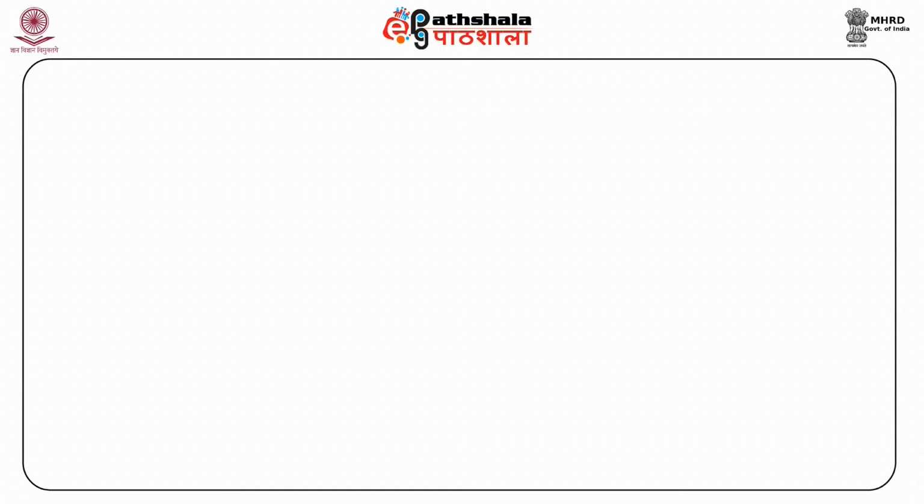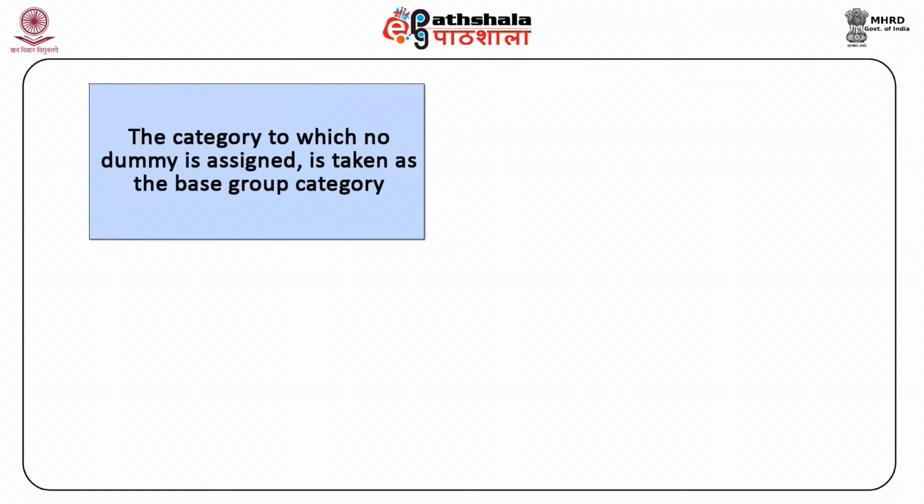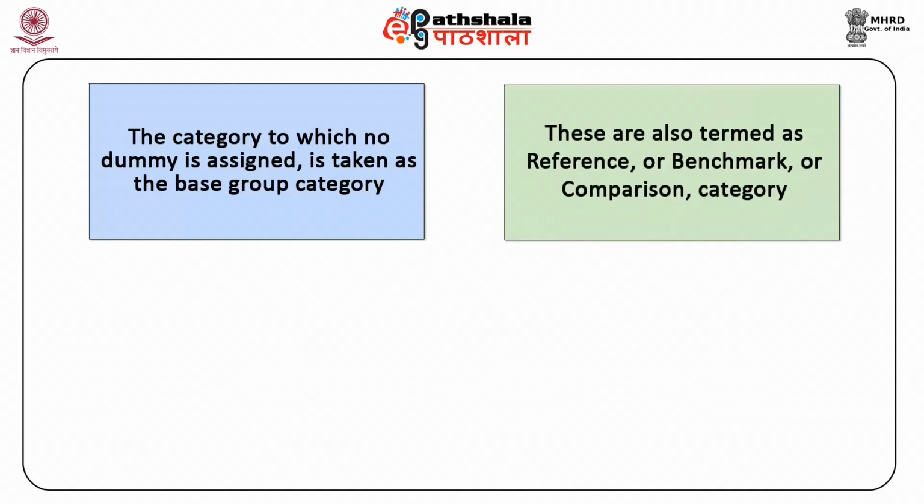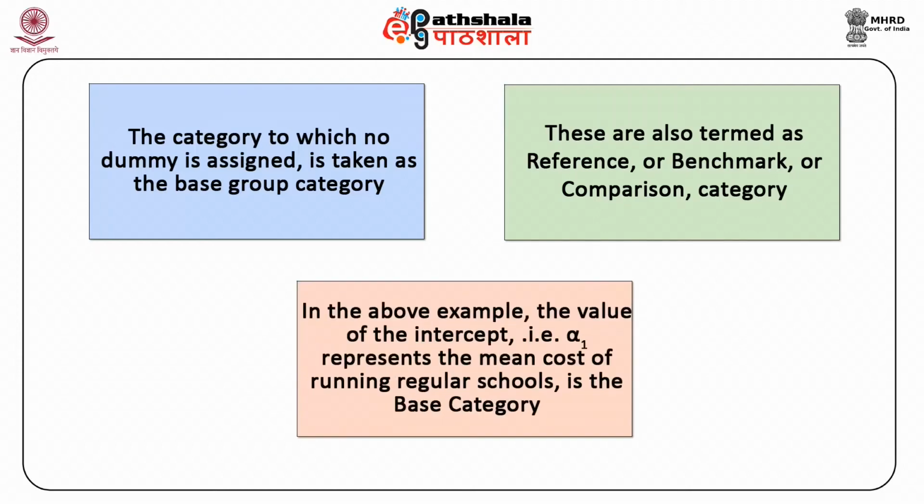The base category is the category to which no dummy is assigned. All the comparisons are done with respect to this category. These are also termed as reference or benchmark or comparison category. As shown in the above example, the value of the intercept, that is alpha 1, represents the mean cost of running regular schools, which is the base category.